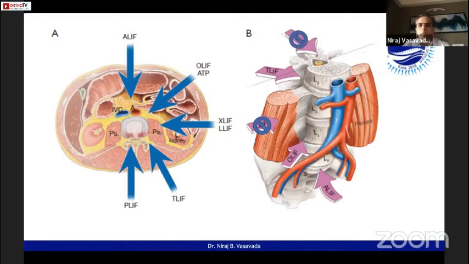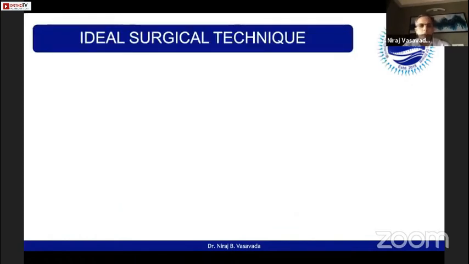PLIFs we are not discussing, because in deformity we would want a better lordosis, and PLIF generally is not considered a very good technique for achieving good lumbar lordosis. So my major focus would be to discuss MIS-TLIF, OLIF, and ALIF. Though I am not very proficient in ALIF, just for the sake of completion of this talk, I have included ALIF in this.